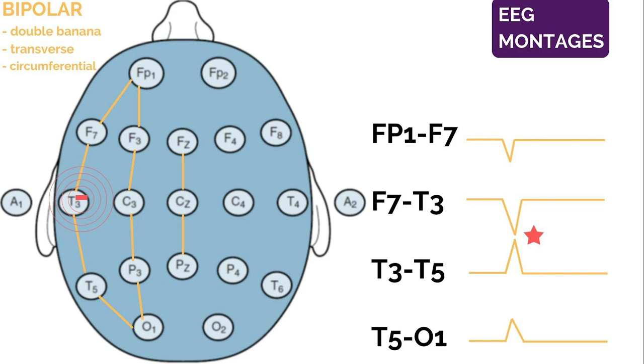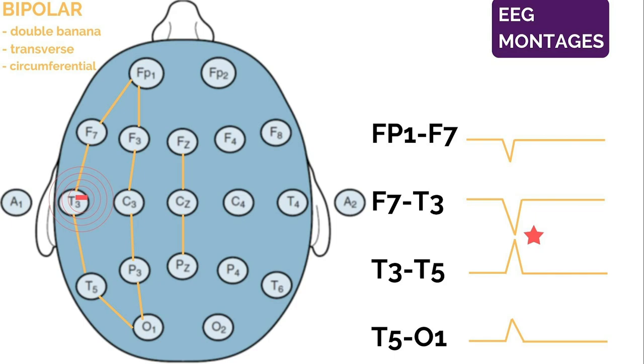Let's keep going. If we compare F7 and T3, F7 is going to be less negative or more positive than T3 because it's farther out from the point of maximal negativity. Therefore, the output in that channel will also be positive. And that's why that wave is also going down.